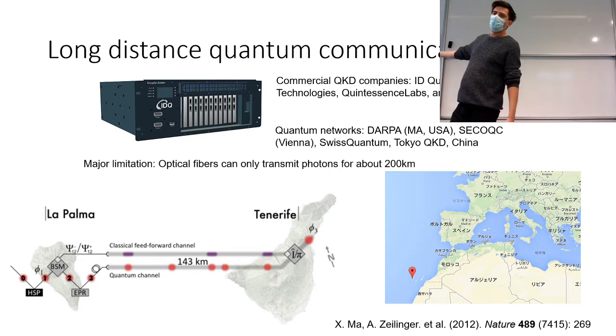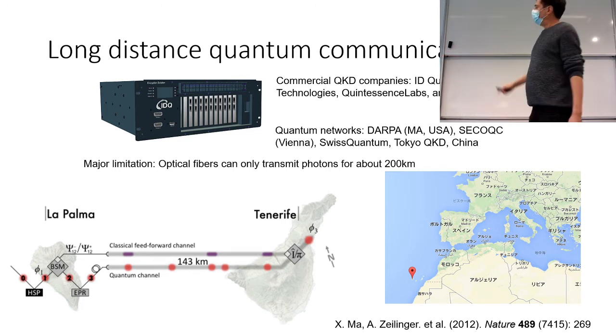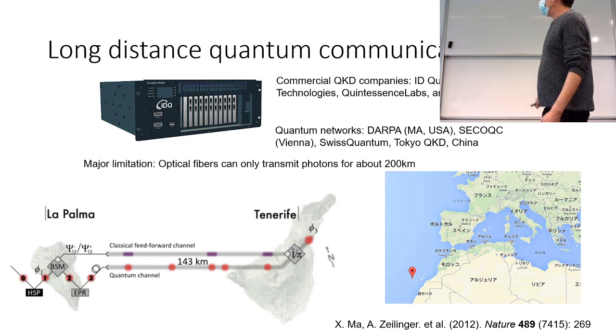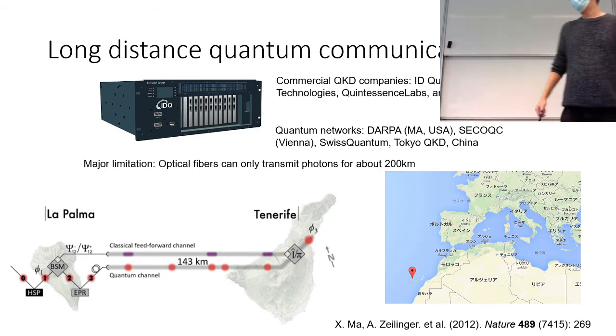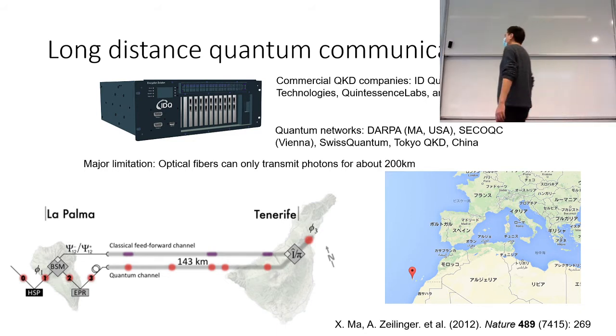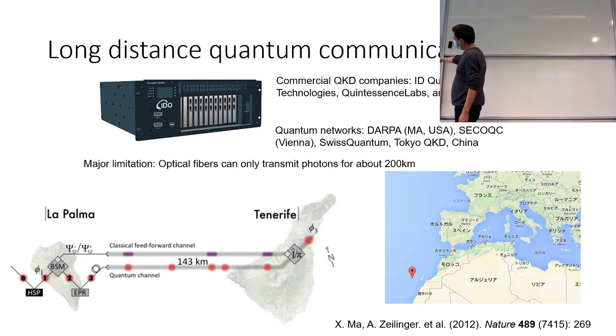When I first saw this, I thought this was pretty mind-blowing what these guys did. So this is a group in Austria. There's a guy, Anton Zeilinger. He keeps on missing out on the Nobel Prize, but a lot of people think that he'll get the Nobel Prize soon. So he did some experiments where they perform teleportation between two islands, and these islands are off the coast of Africa.